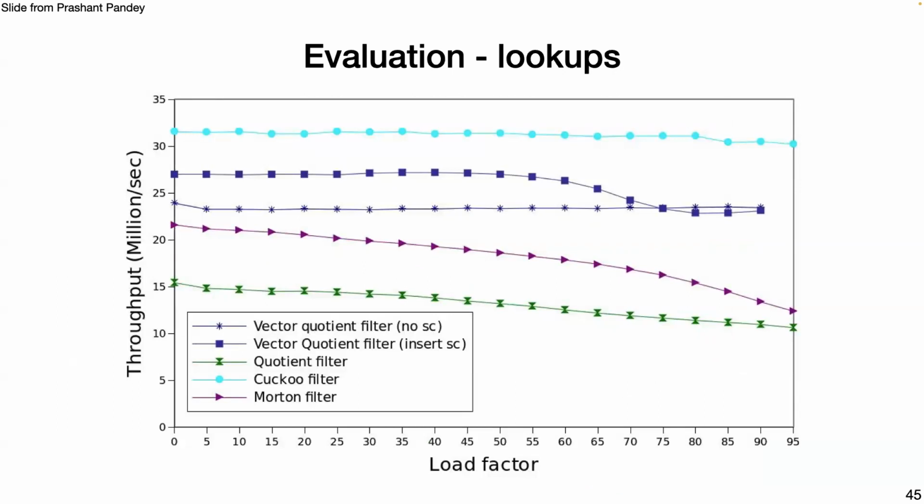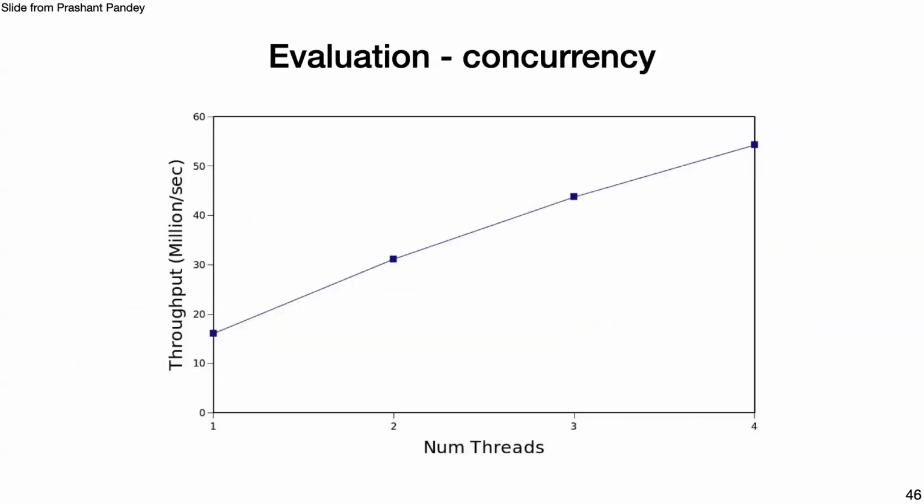And then these are lookups. And so the Cuckoo filter is the best for lookups, but again, in second place, you have these two variants of vector quotient filter. And the reason that the Cuckoo filter is best, I guess, is because the width of the Cuckoo filter is much smaller. Like the width of the Cuckoo filter is like 4, whereas the width of this thing is 64. And then they evaluated it on only 4 threads, I guess, but the scale was pretty good.